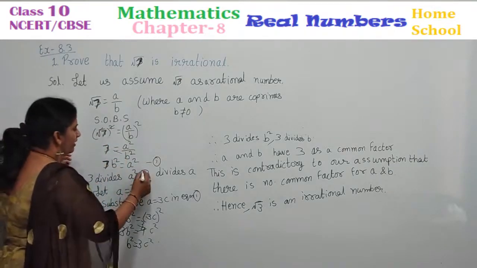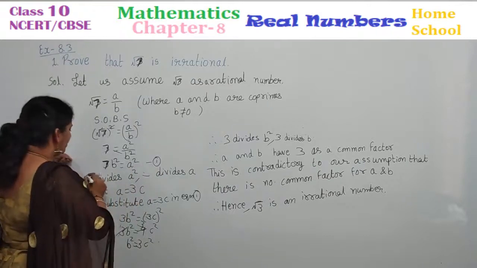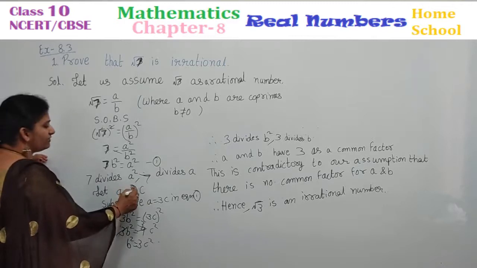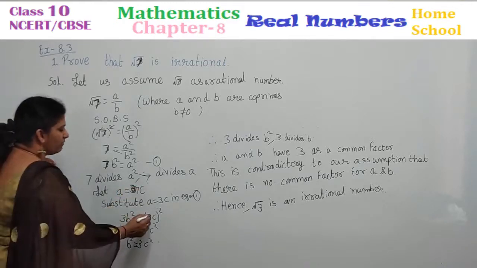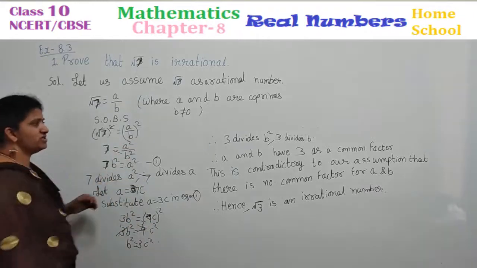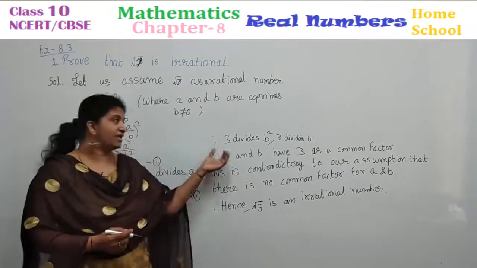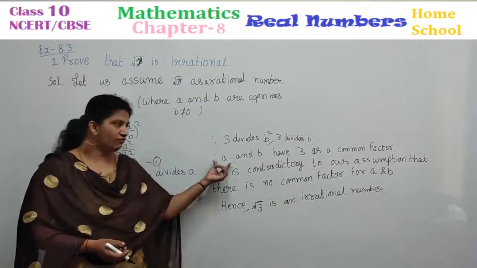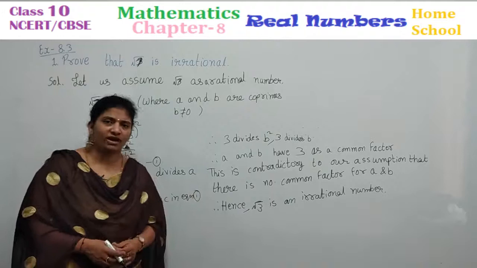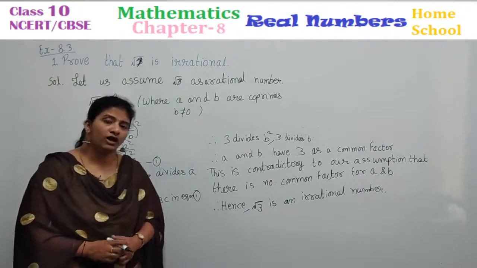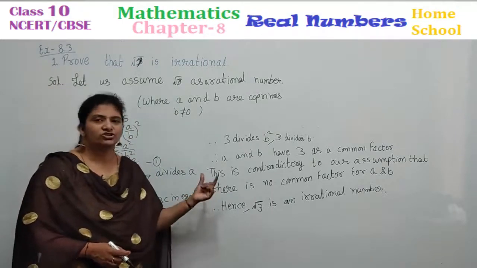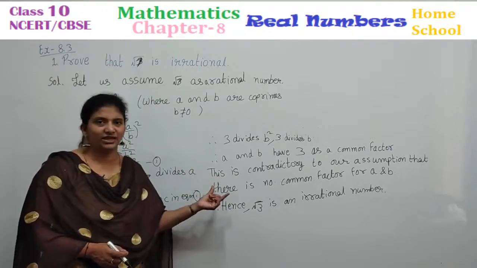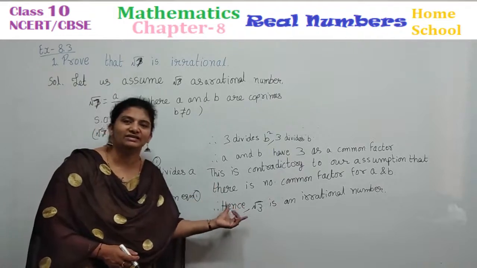7b square is equal to a square. 7 divides a square. 7 divides a. When you have this, you take here 7c. Same manner, you change 3 to 7. Then what you are going to get here? 7 as a common factor. 7 divides b square, 7 divides b. Therefore, a and b have 7 as a common factor. Therefore, according to our contradiction, our assumption is wrong. Therefore, it is not a rational number. It is an irrational number.